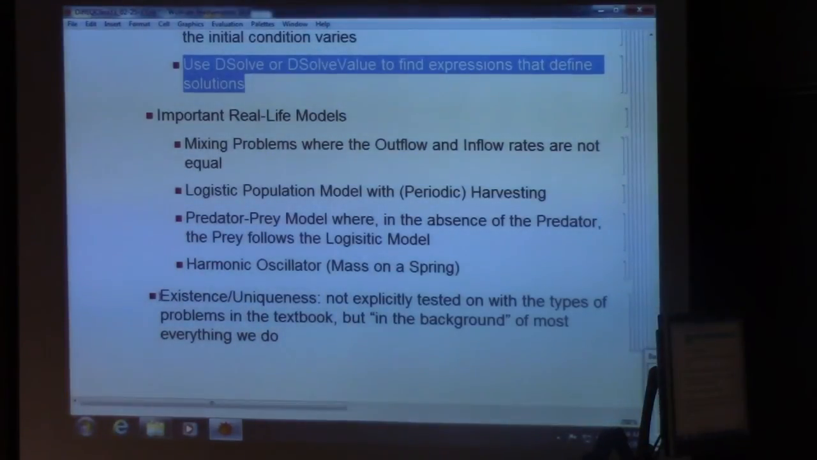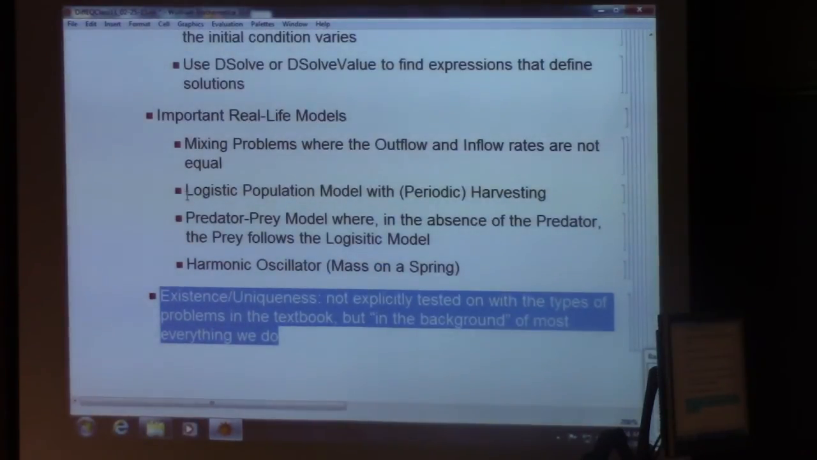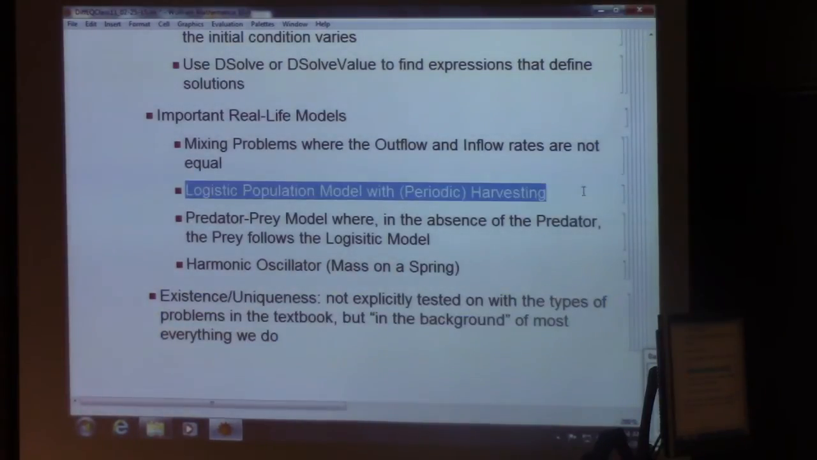There won't be any explicit existence and uniqueness problems, but it's implicitly in the background in many problems. In everything we do, when trying to approximate solutions, you better know there are solutions. And uniqueness is useful for knowing distinct solution curves can't cross each other. Probably would be good to spend 1 minute on one of these here. I think, let's look at this one here in class today.